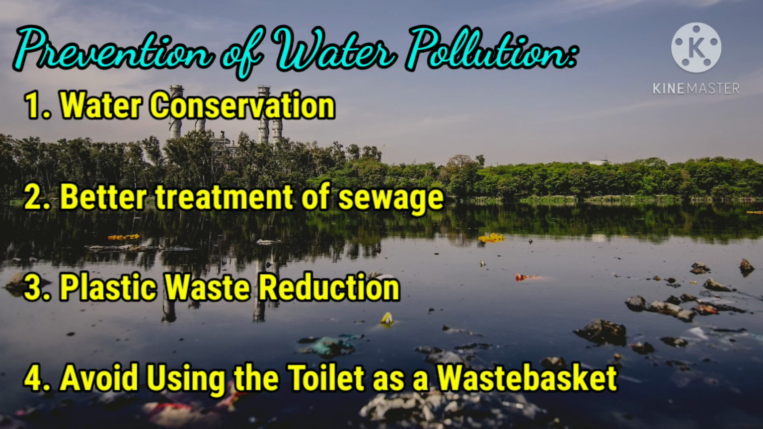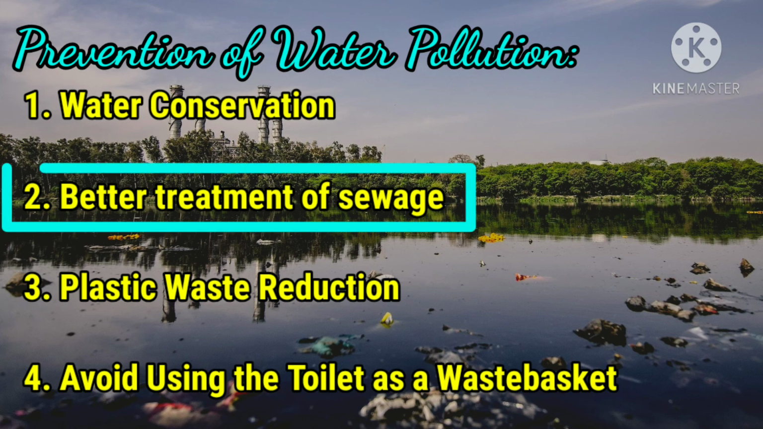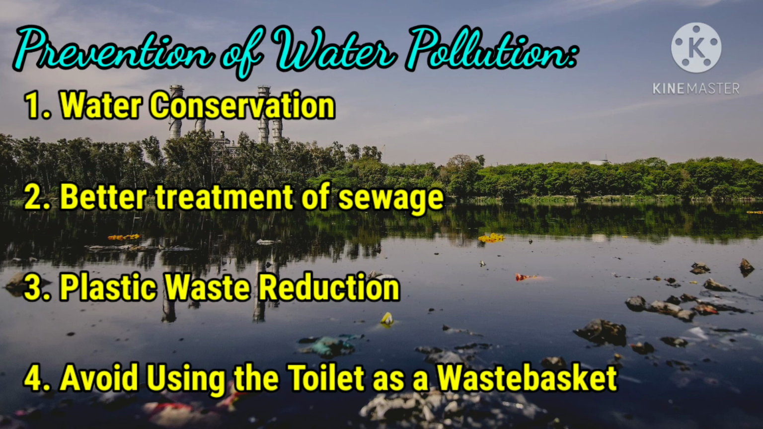The next way to prevent water pollution is better treatment of sewage or wastewater. Basically, it is one of the major causes of pollution. So, sewage or wastewater should be treated properly to avoid water pollution.